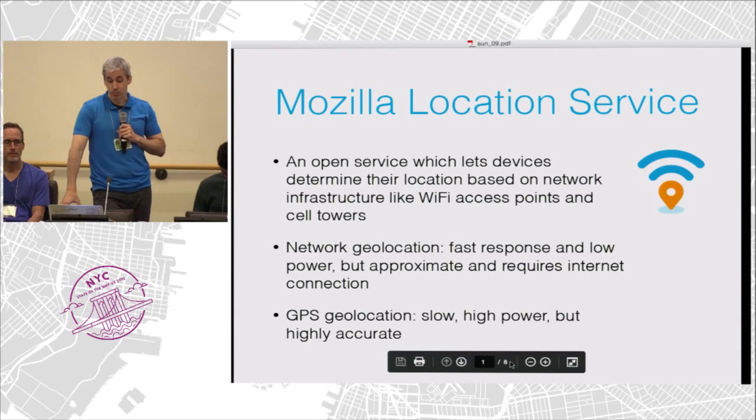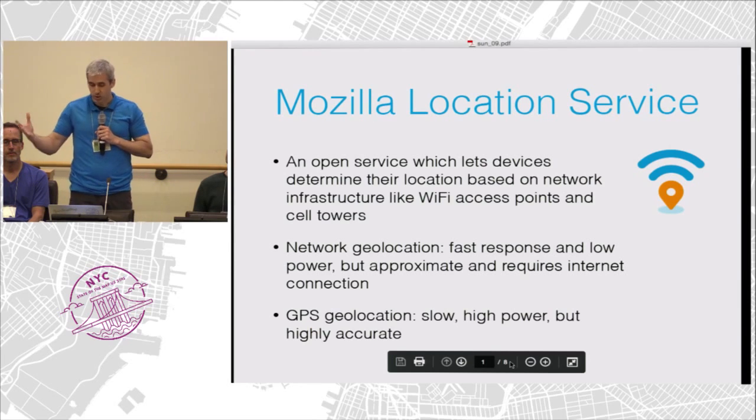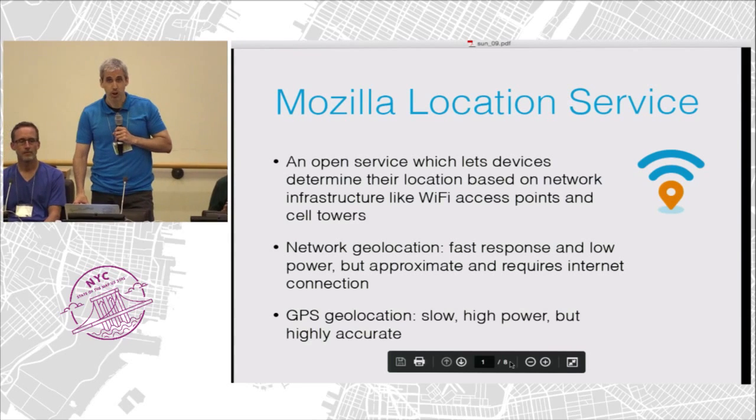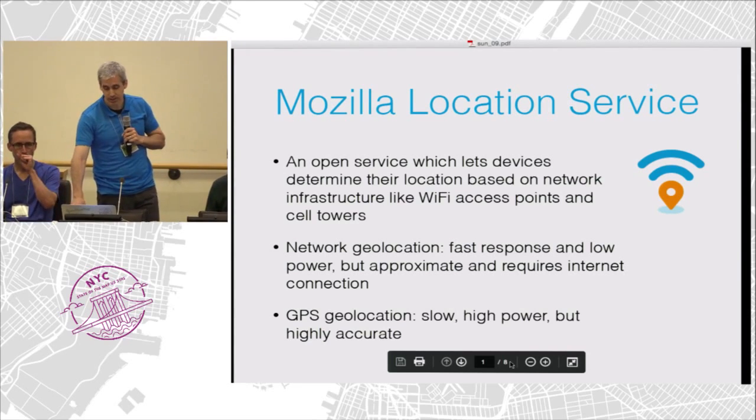Let me explain the difference between network and GPS geolocation. GPS is slow, it's very accurate, and requires a lot of power on the device. Network geolocation, on the other hand, has all the opposite features. It's fast, it's low power, it's more approximate, but it requires an internet connection.